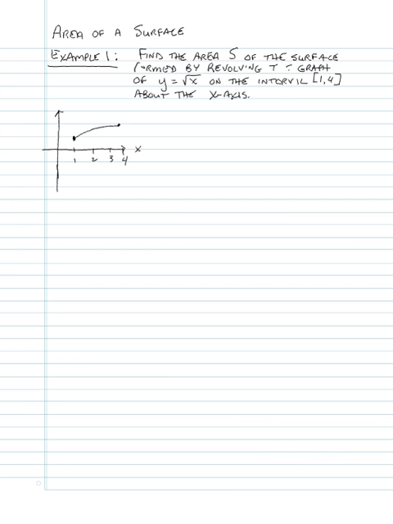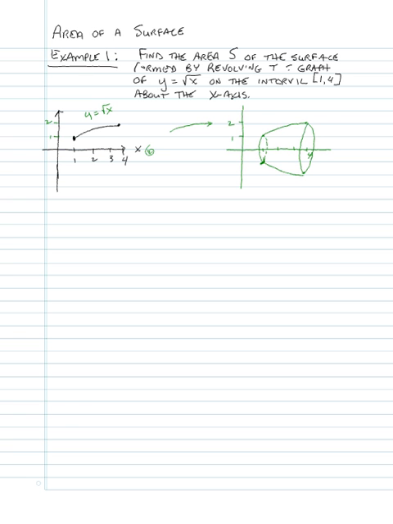Well, I've sketched in the graph of y equals square root of x from x equals 1 to x equals 4, so that's what we have here. Remember, we're going to rotate that about the x-axis, and so when we do, we'll get a graph that looks something like this. So it looks like we have more or less a cup with a hole in the bottom and the top laying on its side, but we're wanting to know the area of that surface.